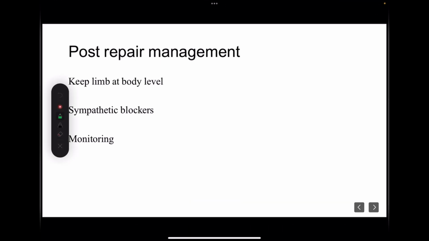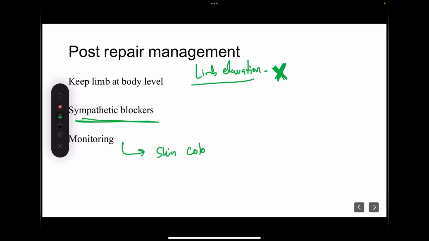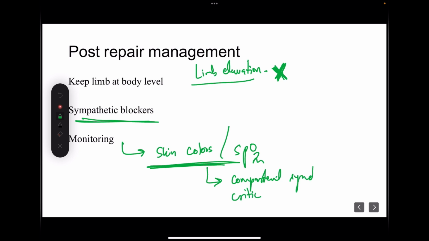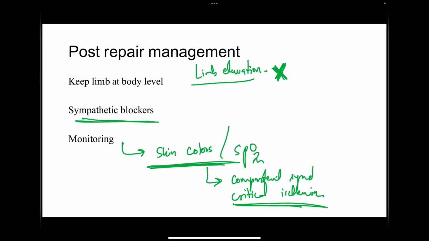So there is a dictum in orthopedics, limb elevation always for the swelling to subside. That should not be followed if the child is having this vascular injury. So after the repair of vascular injury, limb should not be elevated. It should be kept at the level of the body. Sympathetic blockers should be given, and we should always monitor for the skin color and SpO2. Any change in these conditions should warrant that either the child is having compartment syndrome or the child is having critical ischemia, and decision should be taken accordingly.